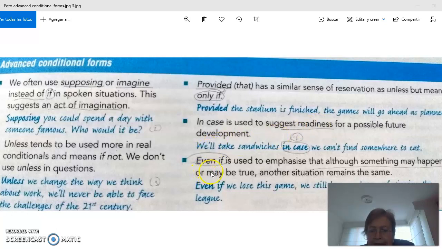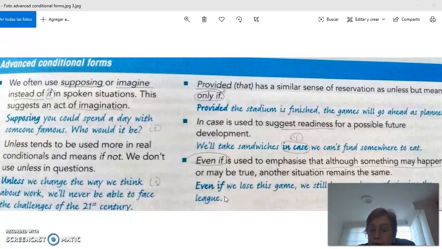The next and last is the use of even if. When do we use it? We use it to emphasize that although something may happen or may be true, another situation remains the same. Important here: although something may happen or may be true, another situation remains the same. So let's see the example. Even if we lose this game, we still have a chance of winning the league.